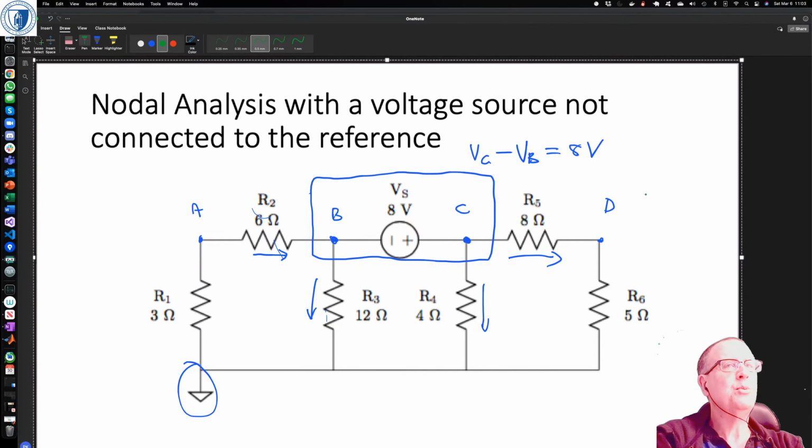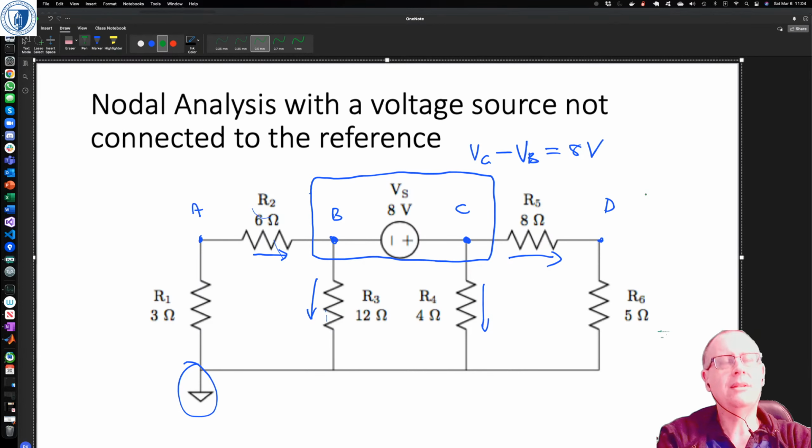And the reason it's a super node problem is because we now have a voltage source, Vs, that's connected between two non-reference nodes. It's connected between node B and node C, and the reference node is the earth or the zero reference, which is the one down the bottom. If the voltage source, like in our previous example, is connected between the reference and another node, that's a freebie, right? We immediately get what the voltage is.